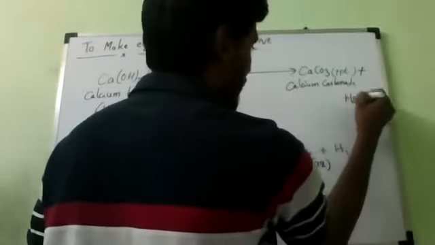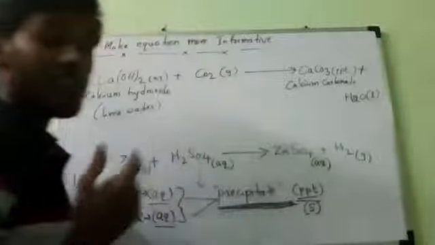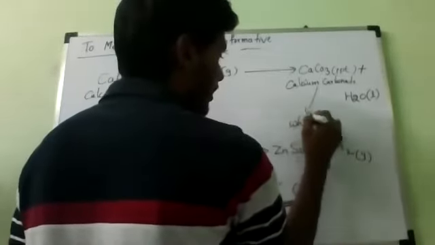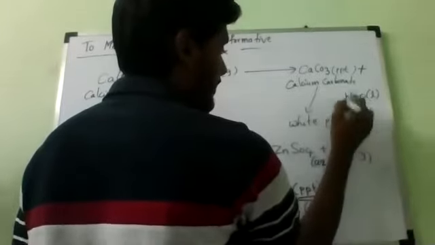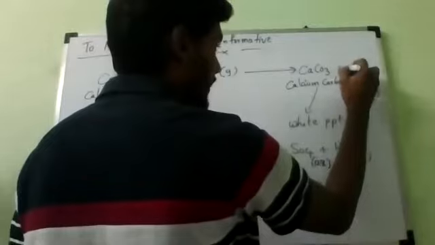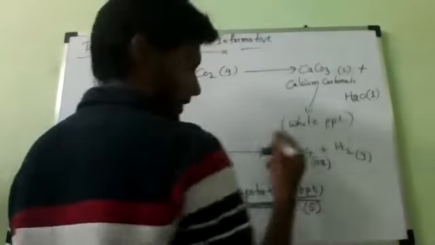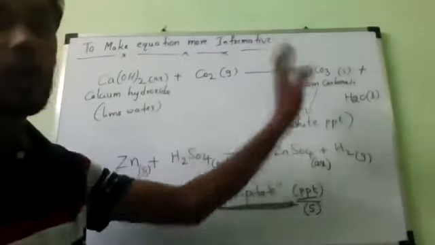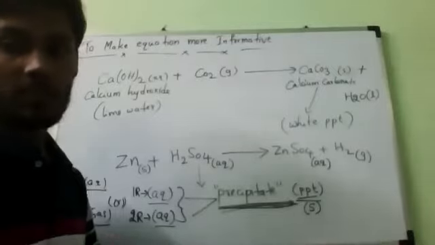What is the state of water? Liquid. Very good. And remember, this precipitate will be white in color, a white PPT. So this is solid, and this is a white PPT. What is the calcium carbonate PPT color? White. Very good. Note it down. Is the precipitate white every time? No, in this reaction, calcium carbonate alone is white. Different substances will give different colors. Is it okay? Till here, note it down.